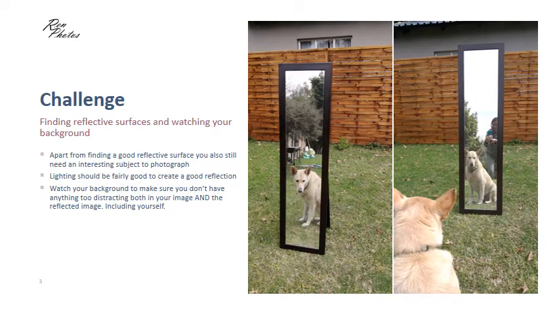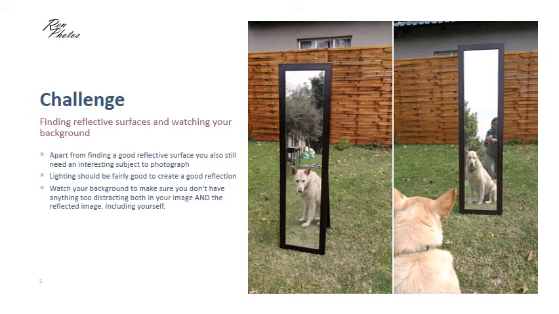So, some of the challenges you're going to face. I had some fun with this one. I decided to take a mirror outside to show it to our dog, which you can imagine. These are some of the challenges you're going to face when you take a reflective image. Apart from finding a good reflective surface, you're also going to need to find an interesting subject to photograph. Those are the first two things you need to do.